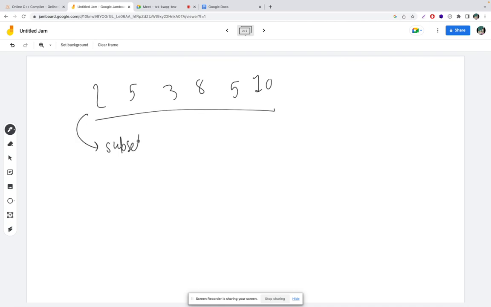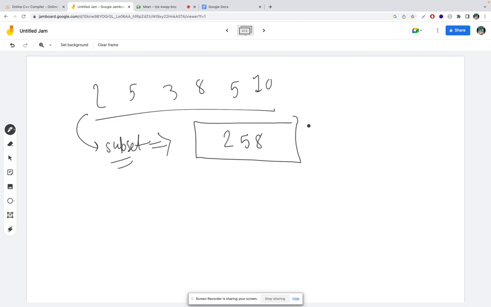Any subset? Can you tell me any subset of this array? Or, guys, do you know any subset of this array? Please start writing it in the chat. Can you tell me what is the meaning of subset of array? Any part of the array, right? So, tell me some parts. Any part?